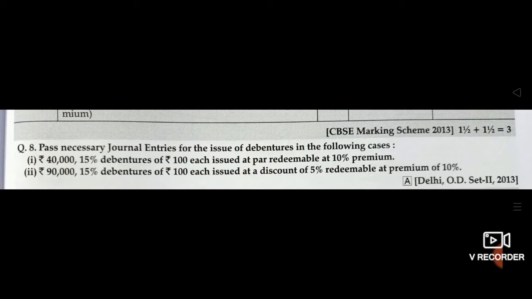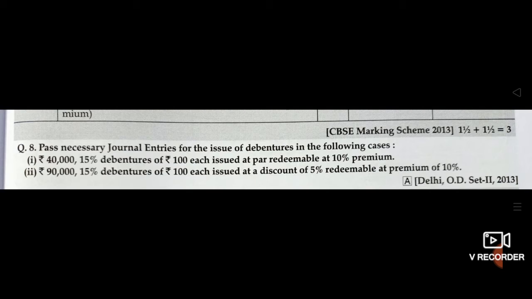Next problem: pass necessary journal entries for the issue of debentures in the following cases. First, rupees 40,000, again rupees given, that is amount of debentures is given, number of debentures are not given. Rupees 40,000, 15% debentures of rupees 100 is issued at par and redeemable at 10% premium. Second, in first case, rupees 40,000 divided by face value rupees 100, so number of debentures will be 400.